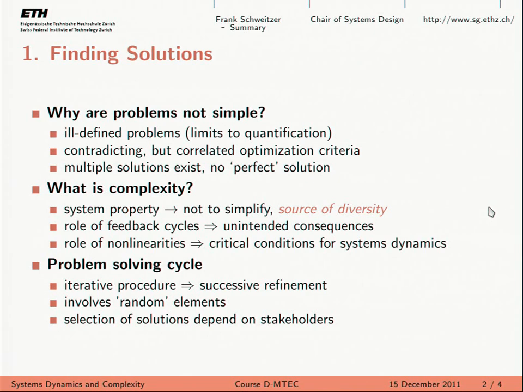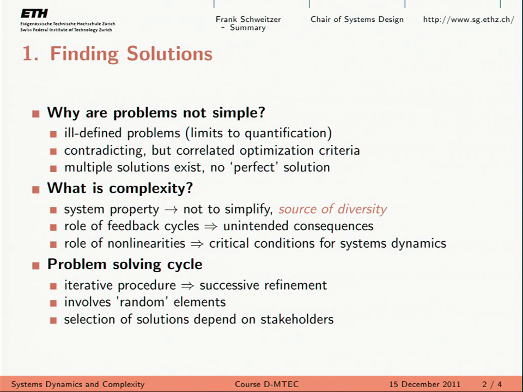They have many different viewpoints and preferences. And that's why we cannot define them. This is the contradicting but correlated optimization criteria, right? So there are lots of times criteria are contradicting with each other. This is the worst situation.